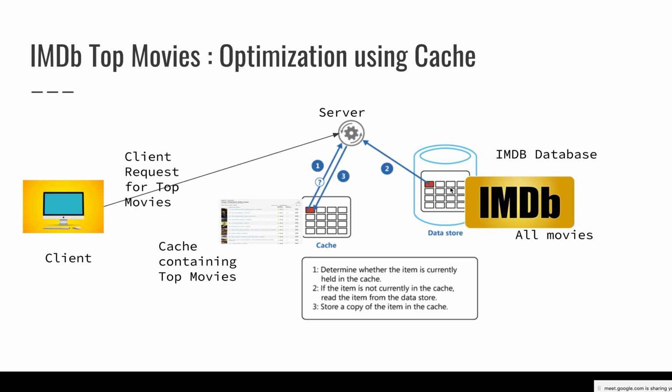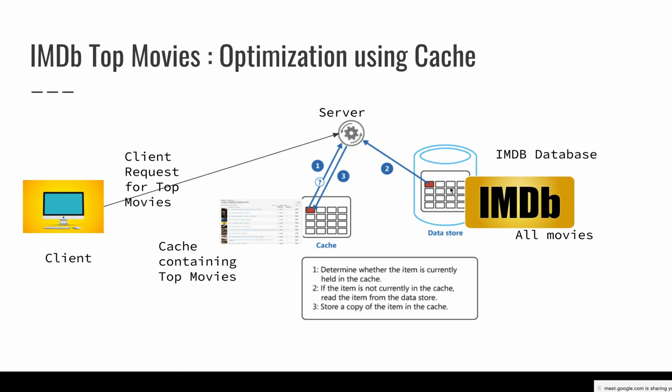Great. So let's try to understand what's going on in this diagram. There are quite many details, but we'll walk through step by step. On the left side, you can see that there is a client which is making a request for fetching these top movies. This client could be your mobile app or a browser or any device, right? This request for top movies is going to a server. Now that server is going to fetch those movies from the database.